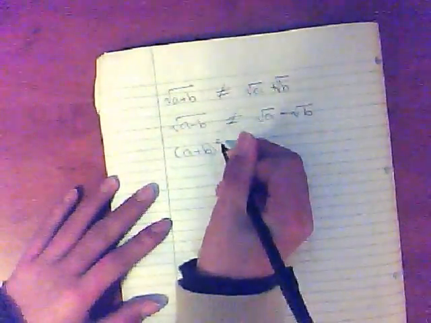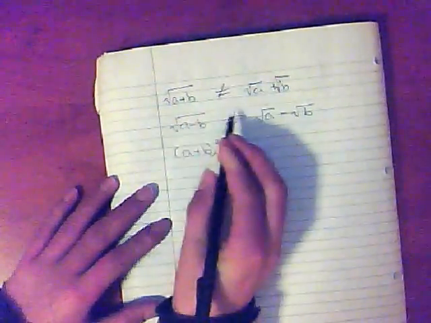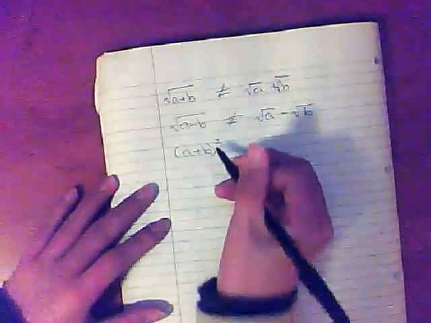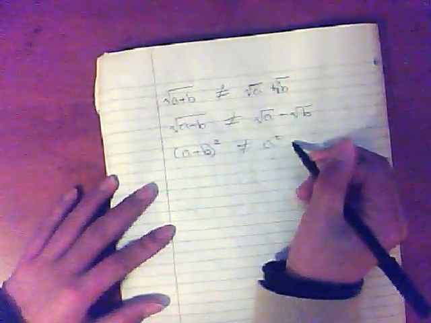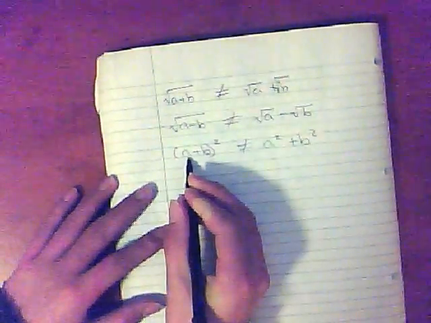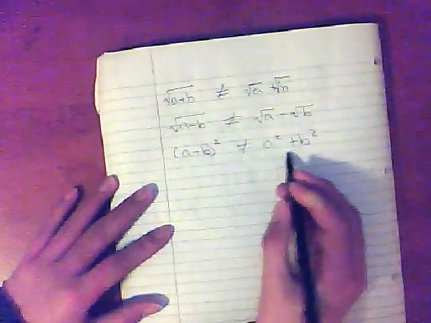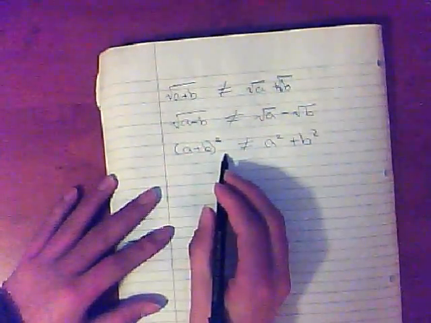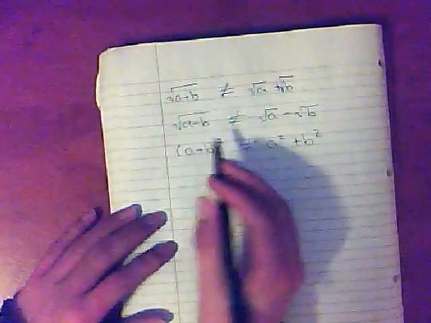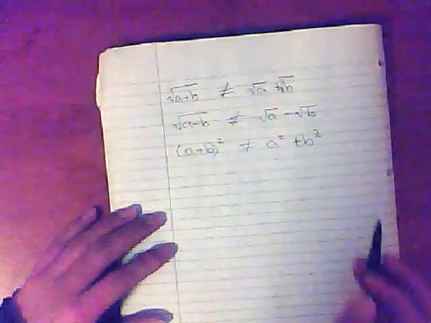You can also do the same thing with powers, because the square root is just the power of a half. You can't do that and break it up. Some people think that a plus b squared is a squared plus b squared. That's wrong. No. You cannot split things up inside brackets. You have to treat the whole bracket as one. You square the whole thing.